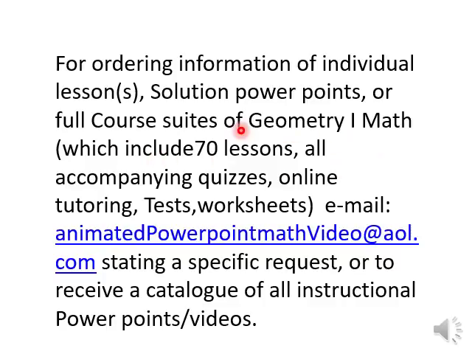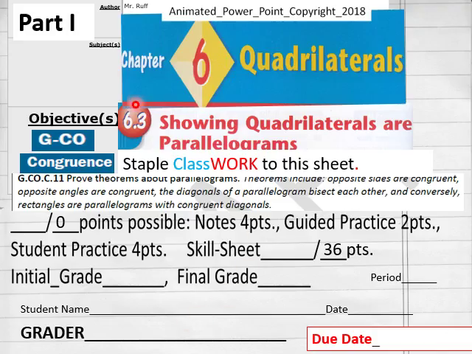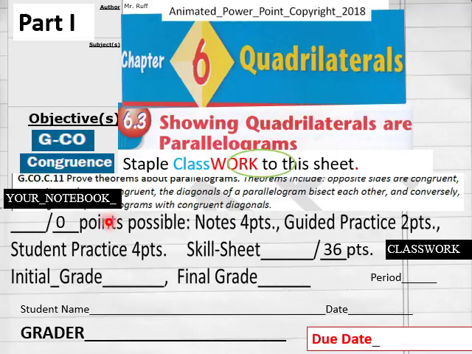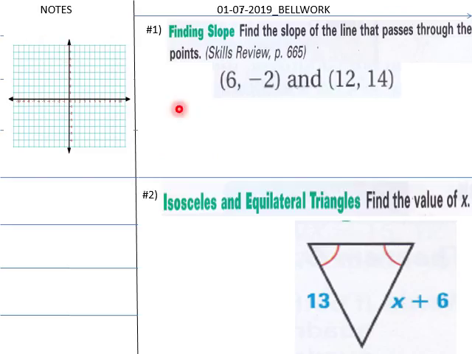Okay, everybody, get ready to do lesson 6.3 of Geometry 1 Math, Part 1. 6.3 is showing quadrilaterals are parallelograms, and we have a 36-point class worksheet here and 0 points of note-taking today. This is your standard here, Part 1.